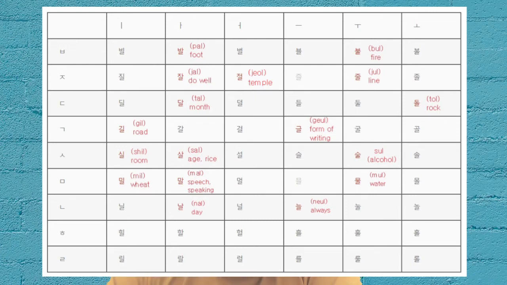Meal. Meal is wheat. Mal is a speech or speaking. And then we have nal. Nal is daytime. And then nun. Nun is always. And then for each hil, hal, hol. Lil, lal, lul. Okay, great. So these are yung mga final consonant sounds.